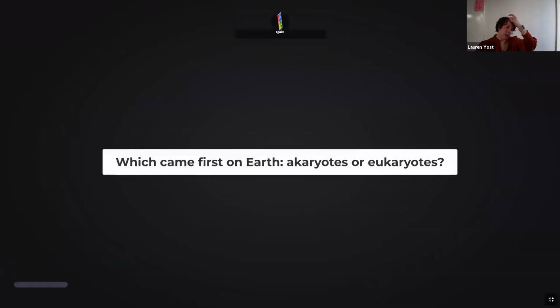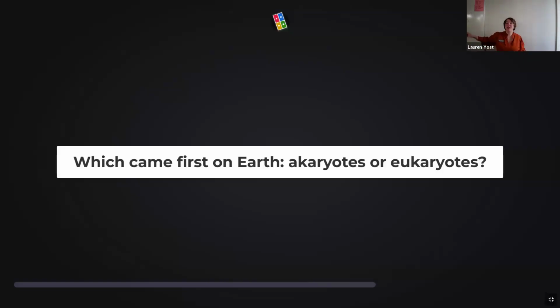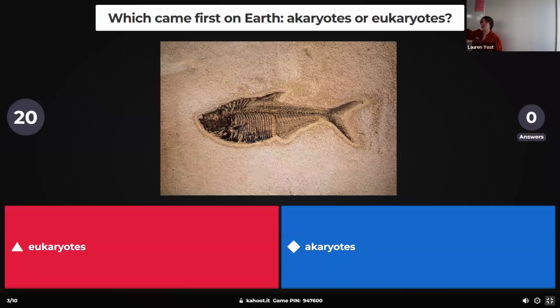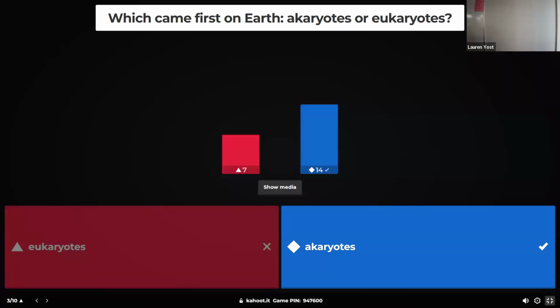Okay. So next question, which came first on Earth? Akaryotes without a nucleus or eukaryotes with a nucleus? Which one do you think came first? All right, so most of us got this one. This is the akaryote. They didn't have a nucleus.